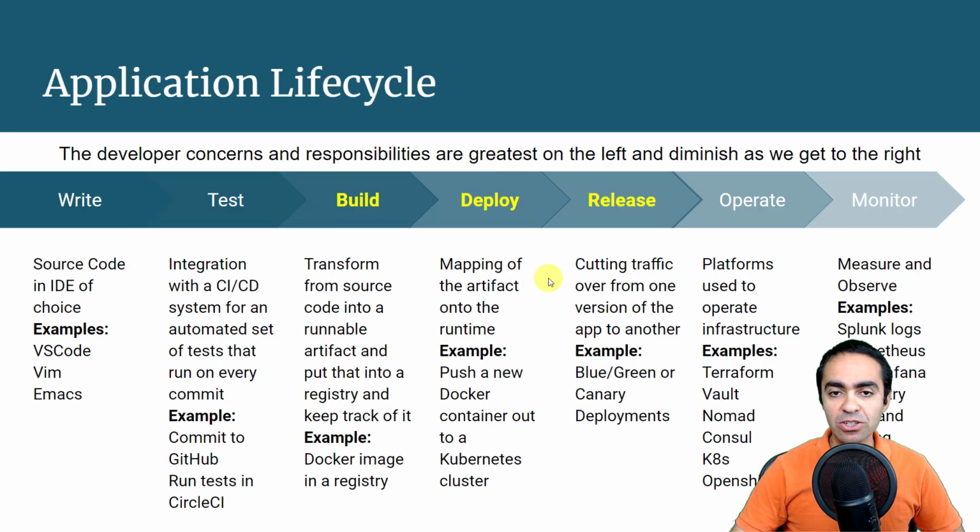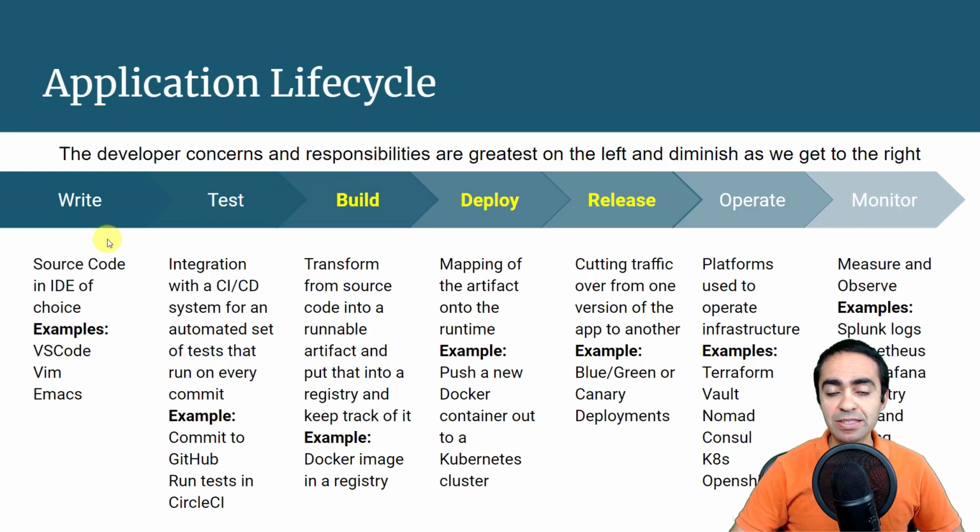All right, so let's take a look at the application lifecycle and what we know today. Basically, we have these 7 stages in the lifecycle of an application, beginning with the write stage, the test stage for developers, then you build, deploy, release, and finally operate and monitor. And if you notice, the developer concerns and responsibilities are greater on the left side, and they diminish as we move towards the right side, as the operations team's responsibility takes over.